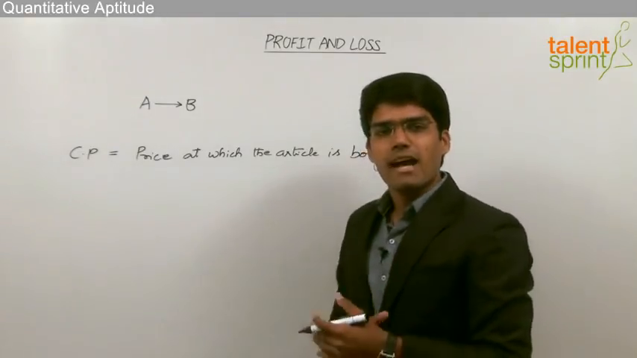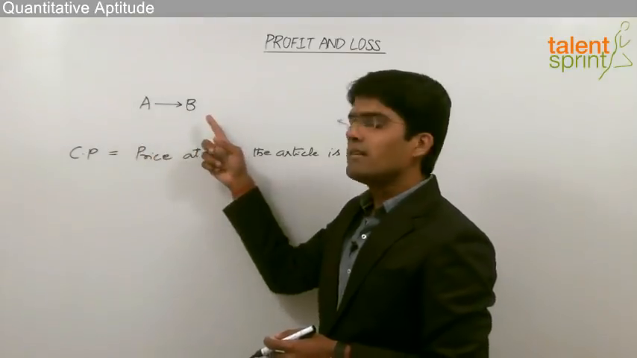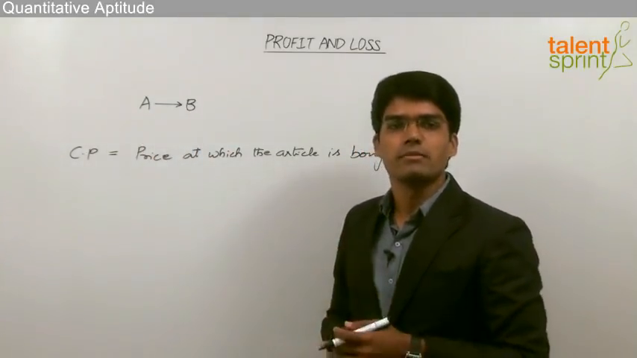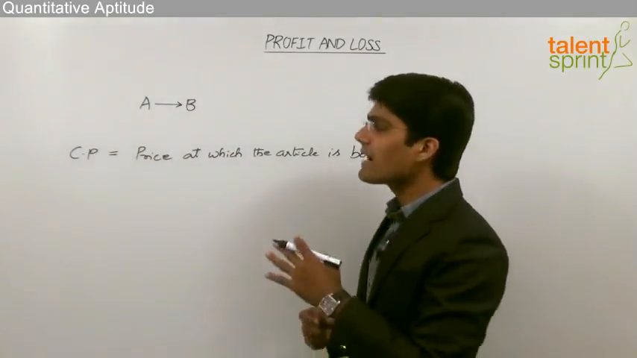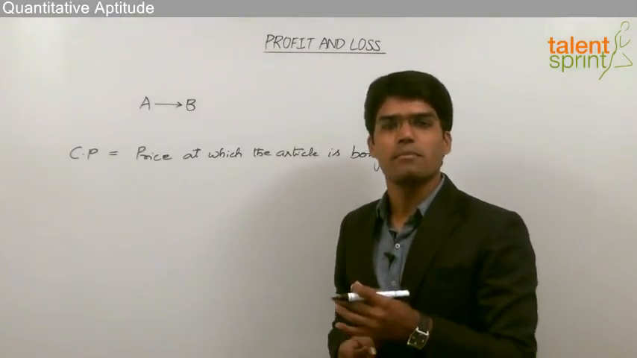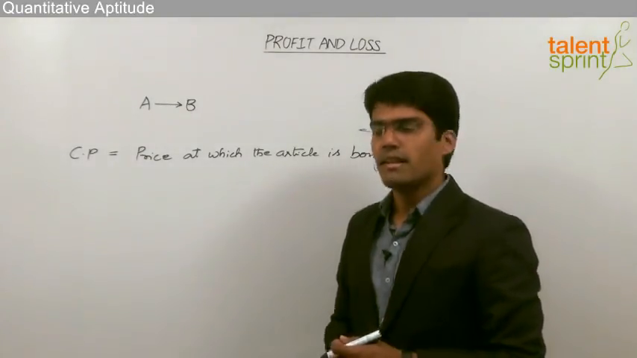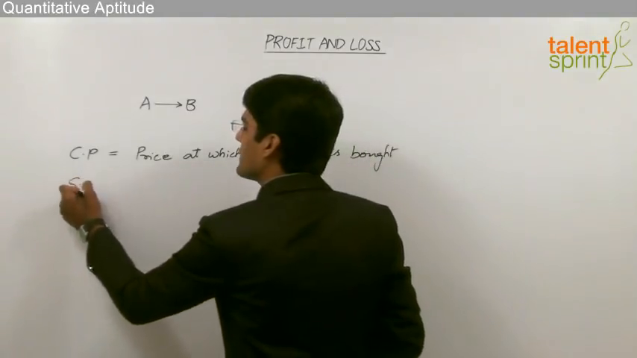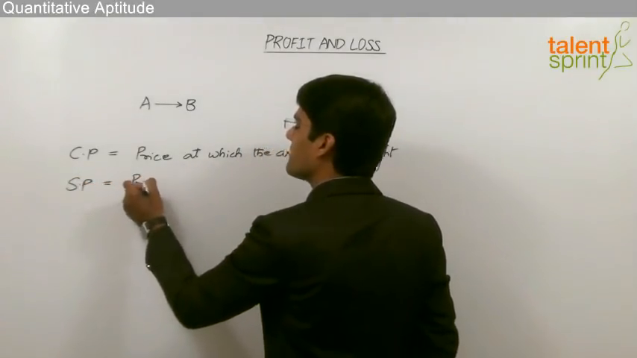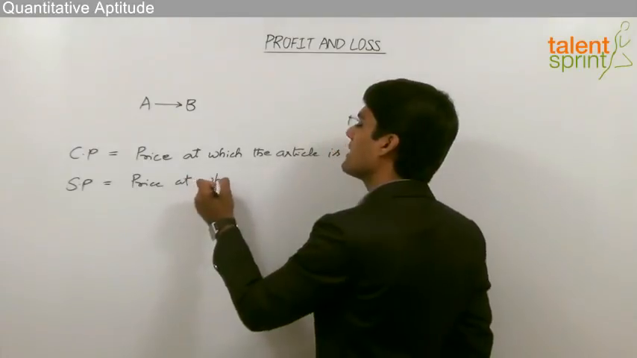Now, after buying the article, A sells the same article to the other person B at some value. The price at which A sells the article to B is called the sale price or the selling price of the article, and that is generally taken as SP. So selling price is nothing but the price at which the article is sold.